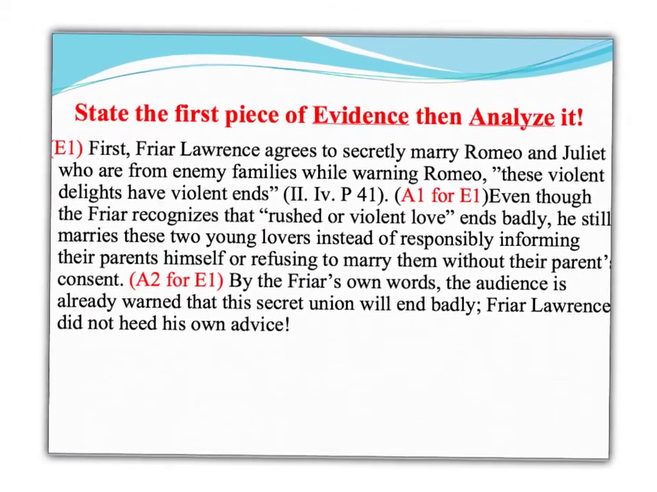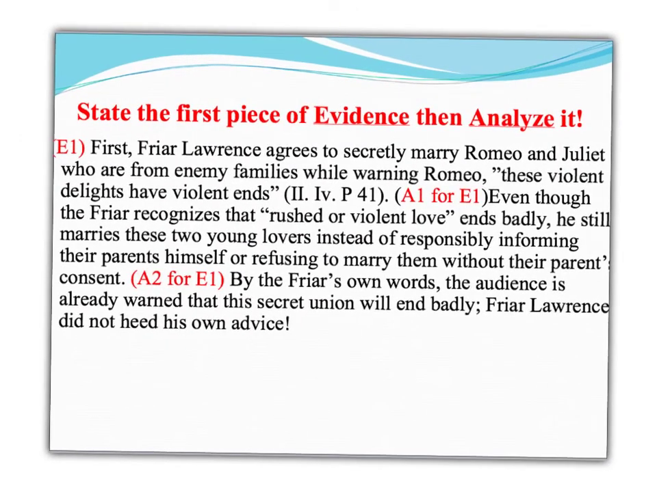Then you're going to state the first piece of evidence, then analyze it. So, evidence 1. First, Friar Lawrence agrees to marry Romeo and Juliet, who are from enemy families, while he's warning Romeo, "These violent delights have violent ends." And then I need to analyze that evidence to prove my claim.